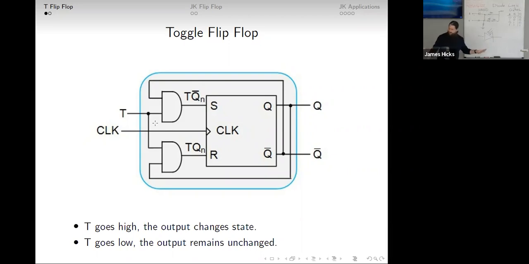A lot of these gates are available as an integrated circuit that you can buy, and it does all this stuff for you. Toggle flip-flop is one that usually you can't find pre-made. You have to just wire it up yourself from an SR flip-flop or some other.